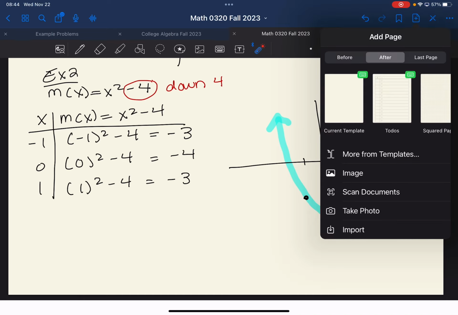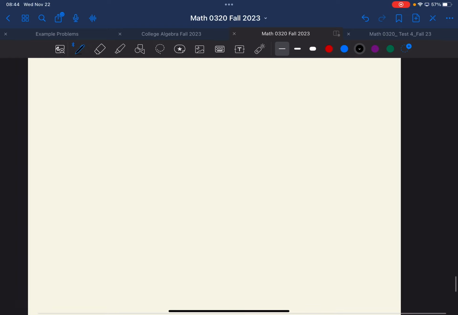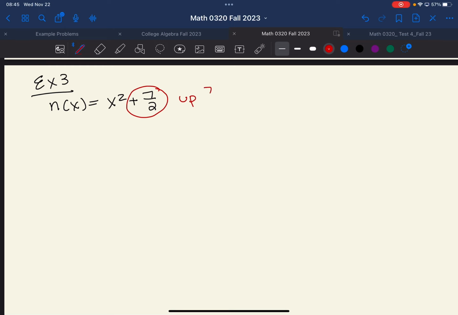Okay, so let's look at example 3. Example 3 wants us to do the same thing, but now we have the graph of n of x is equal to x squared plus 7 over 2. What is that plus 7 over 2 telling us? It's going to go up 7/2, which is approximately what as a decimal? 3.5. So this is going to go up 3.5 units.